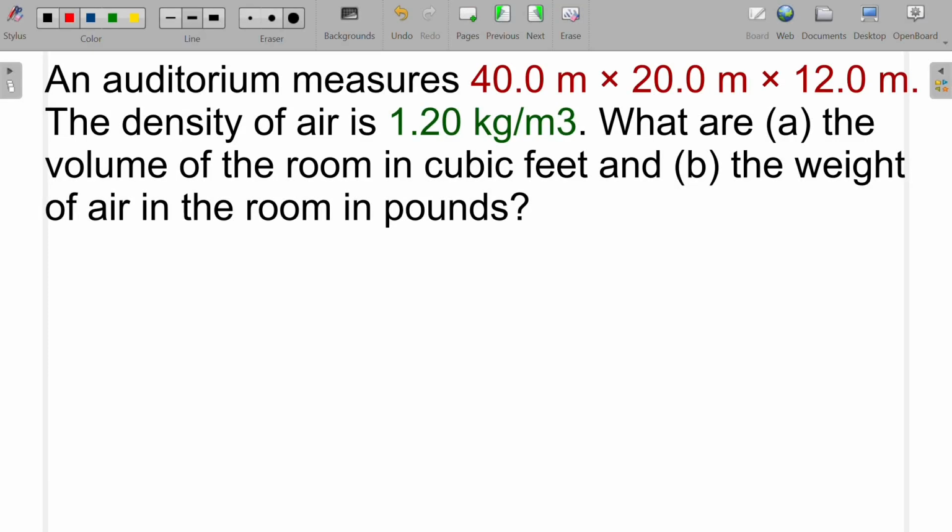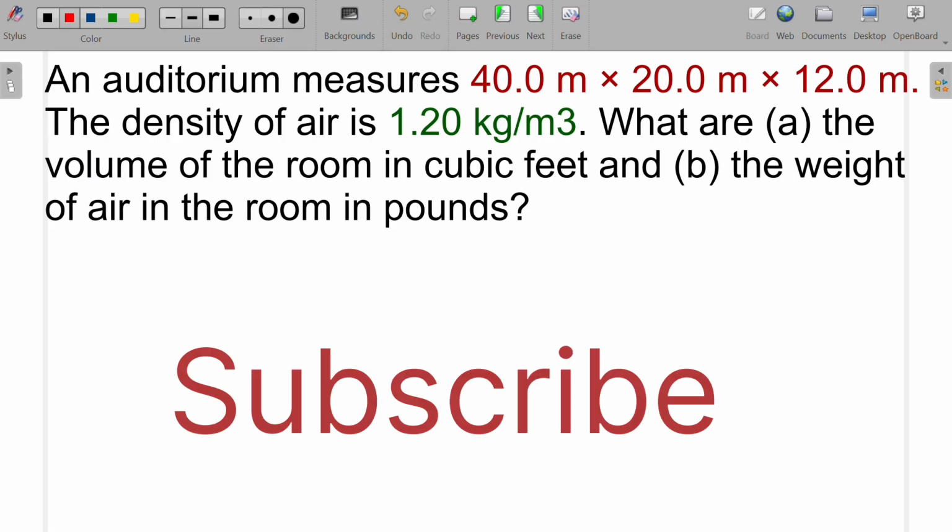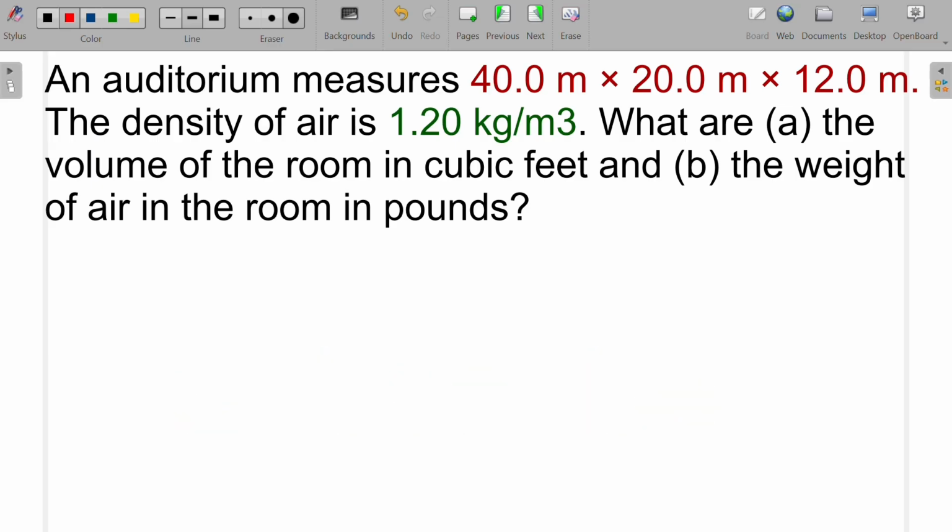Hello viewers, so we have this question that says an auditorium measures 40 by 20 by 12 meters. The density of air is 1.20 kg per cubic meter. They're asking what will be the volume of the room in cubic feet and the weight of air in the room in pounds. So let's see how we can calculate that.